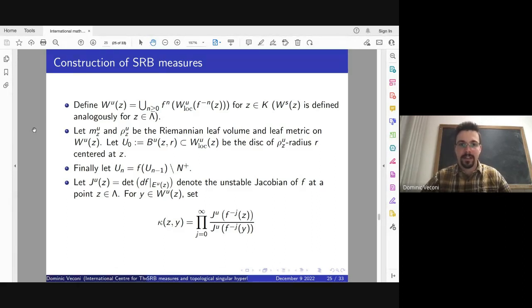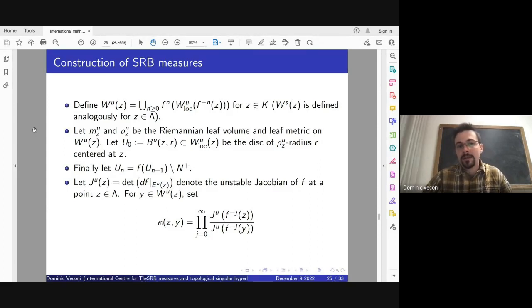So the first thing we want to consider are the global unstable leaves. These are the union of backwards images of unstable leaves for different points z in the domain. And we consider the Riemannian leaf volume m and the Riemannian distance rho on each unstable manifold WU. And we consider U0 to be the ball of radius r, for an appropriate r, centered at z in the unstable leaf, and Un is going to be the iterates of that U0, each time deleting inductively the points in the singularity.